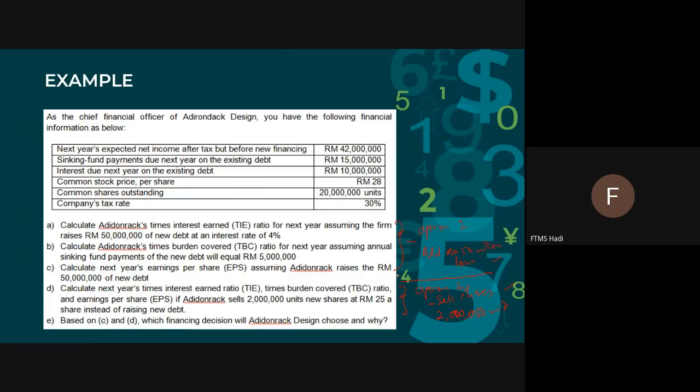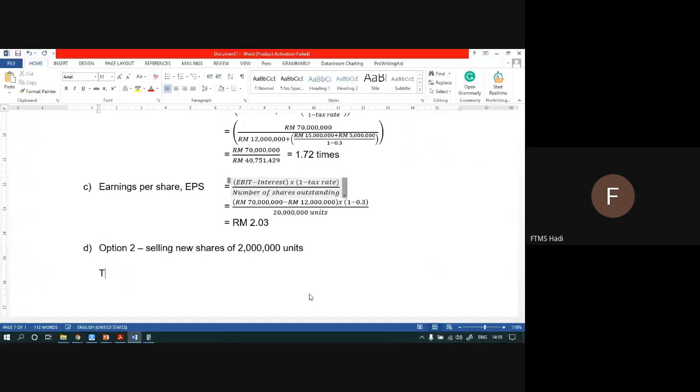First things first, we need to calculate this one, TIE, times interest earned. The formula will be, hold on.